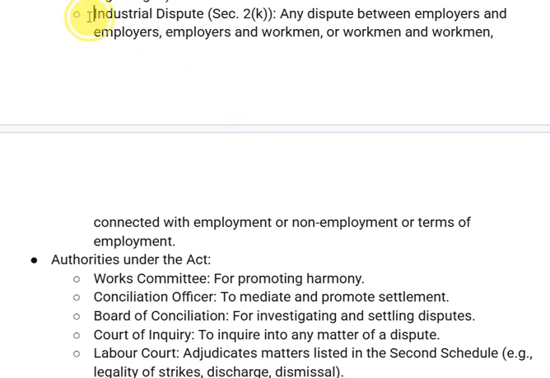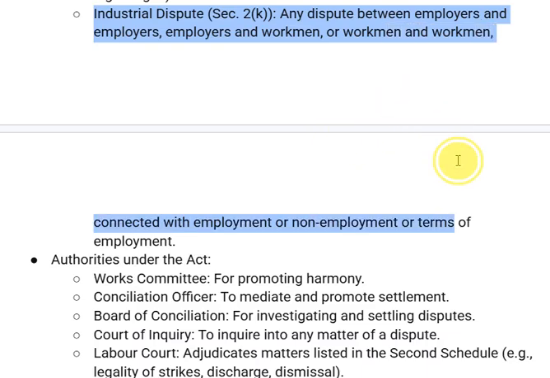Then industrial dispute. An industrial dispute is defined in section 2K. Any dispute between employer employees or between employers and workmen, or between workmen and workmen, or between workmen and employer, connected with employment or non-employment or terms of employment, is classified as industrial dispute. So industrial dispute is a very important definition here in the law. Means if there are any dispute between employer and employee, or dispute between employees themselves related to terms of condition, related to employment or non-employment, then that is classified as industrial dispute.